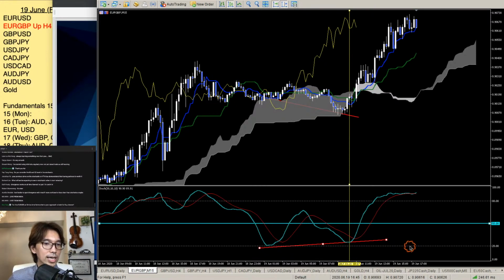What we'll be expecting to see in stochastics when it starts retracing. So when it starts retracing backwards, basically the market might retrace too in stochastics.